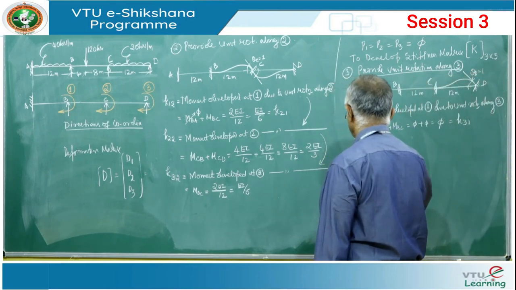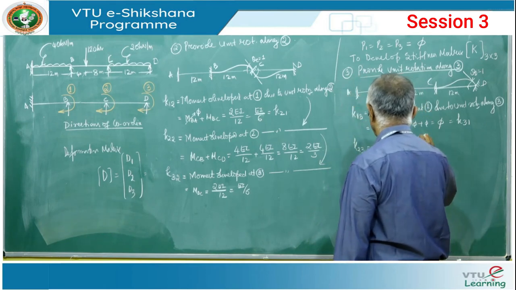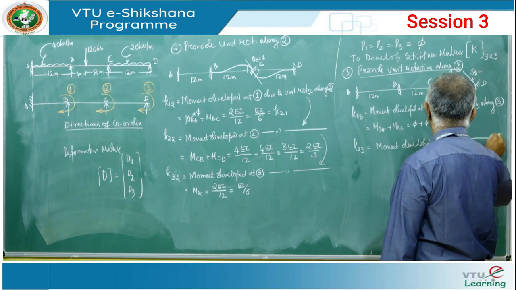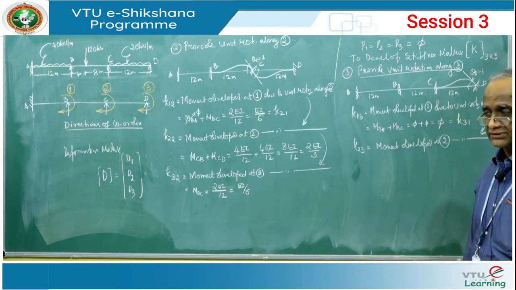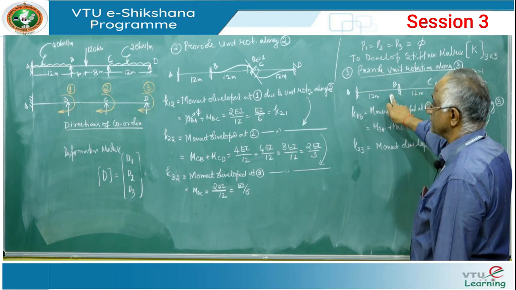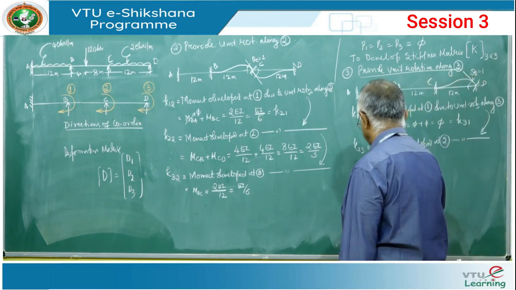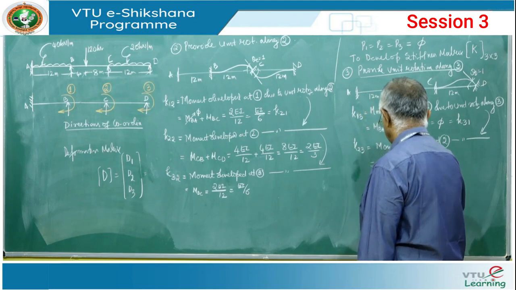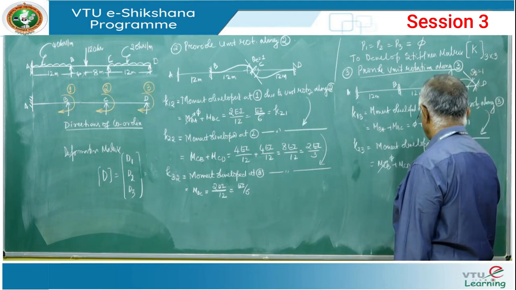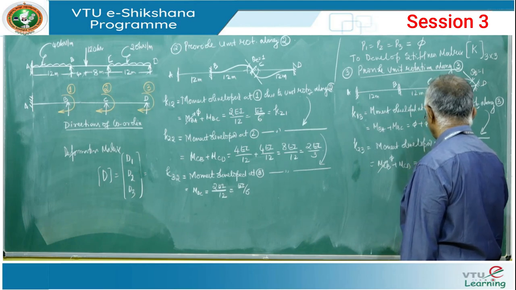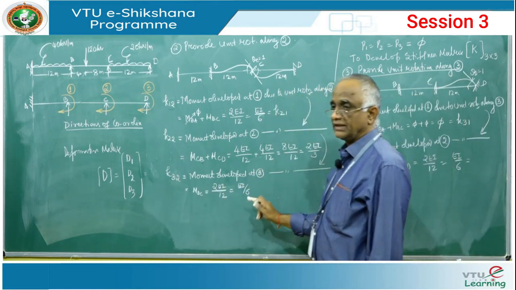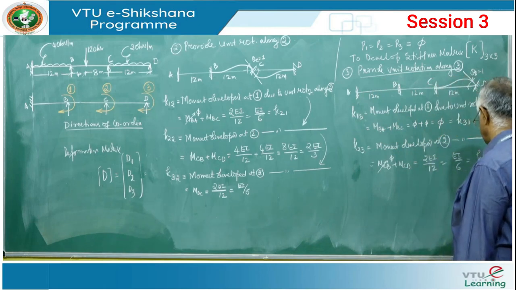K23, moment developed at 2 due to unit rotation along 3. So again it is 2 means the rotation at C now, it is the combination of MCB plus MCD. It is MCB plus MCD, that is equal to, because it doesn't have any effect on this side. Here it is the far end of this particular case, 2EI by 12. It is EI by 6. You can see now 2, 3 is equal to 3, 2. EI by 6. So it is K32.